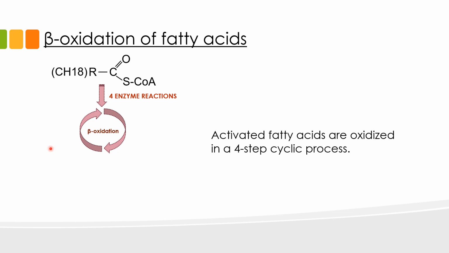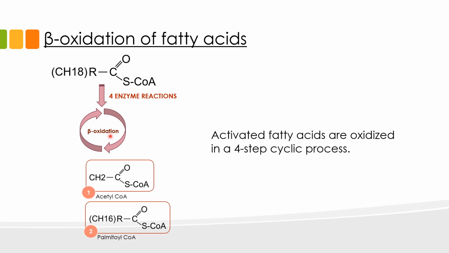So say for example, we start with stearoyl acyl-CoA, which is an 18 carbon fatty acid chain. After passing one cycle of beta oxidation, our products will be one acetyl-CoA, which is a 2-carbon molecule, and palmitoyl-CoA, which is a 16-carbon chain. Palmitoyl-CoA is 2 carbon molecules shorter than stearoyl-CoA.